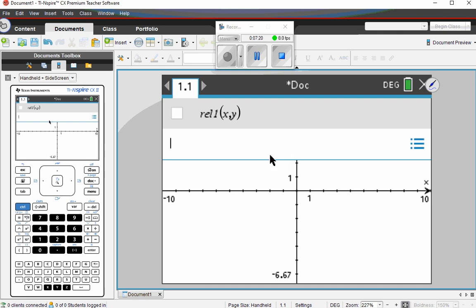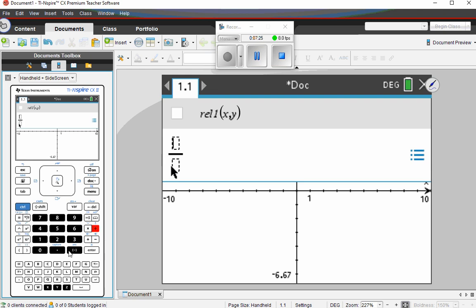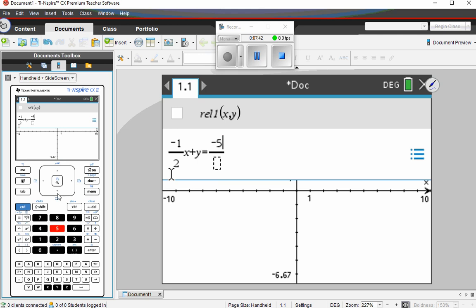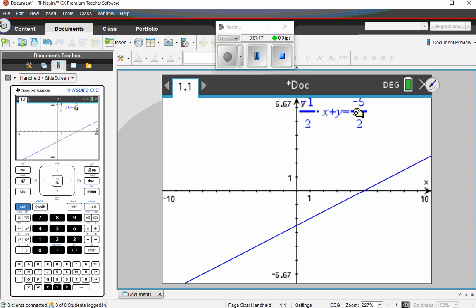So the first equation was negative 1/2, so I'm going to do control divide, negative 1/2, and then that was x plus y is equal to, and then negative 5/2. Hit enter, and I get my equation. Can move this if I want to. The second one, notice I did not have to solve for y, and that's the advantage of the relation key. You can just type it in the way you see it.